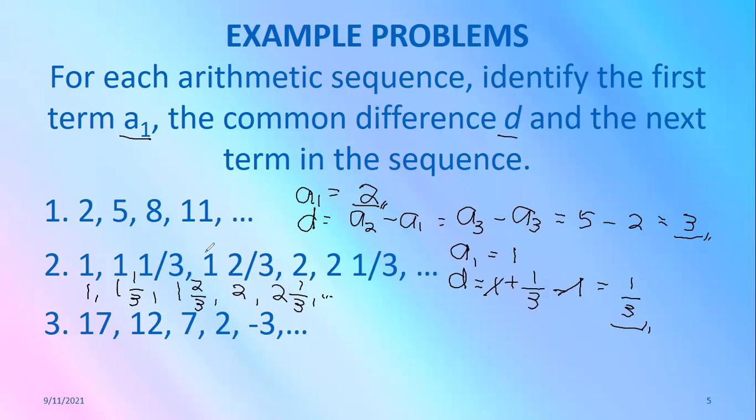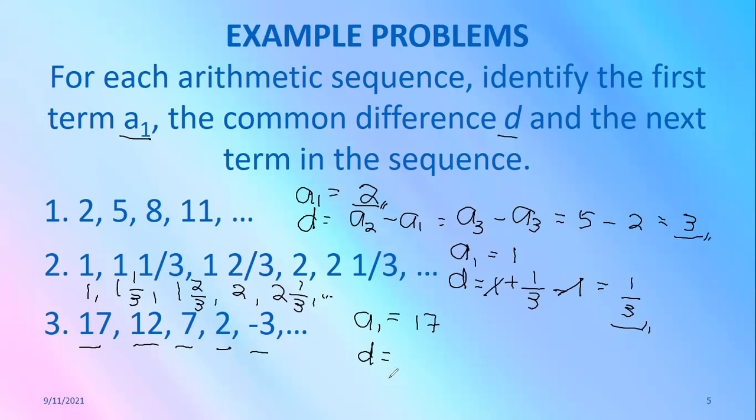Punta tayo sa third. So our sequence is 17, 12, 7, 2, and negative 3. Okay, so let's determine the first term. So first term, napakadali dun sa pinakaunuhan ng sequence, which is equal to 17.